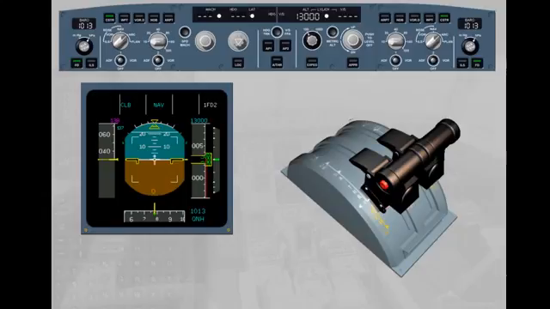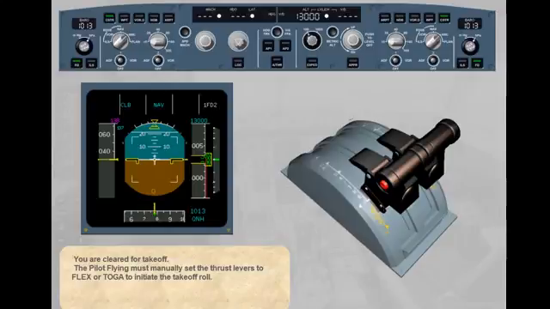You are cleared for takeoff. The pilot flying must manually set the thrust levers to flex or toga to initiate the takeoff roll. Click on the thrust levers to initiate the takeoff roll.